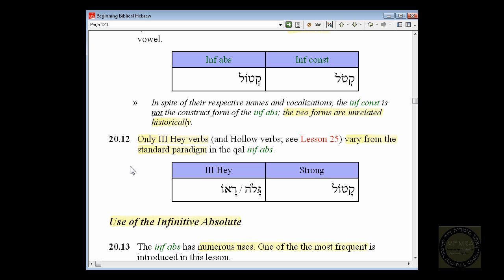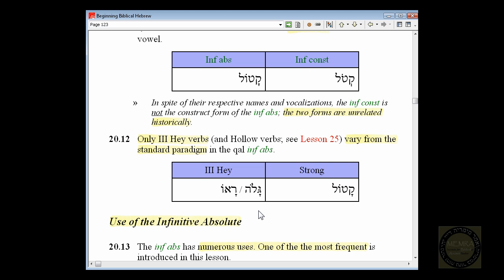The note here, only third hey verbs vary from the standard paradigm. So this is good news. Only one weak verb does anything different. So here's our regular pattern, our strong pattern, kametz holam vav. Third hey, though, look what we have. We have kametz and then holam, and we could have kametz holam vav without the final hey. So here we have the final hey, and it's just a holam.